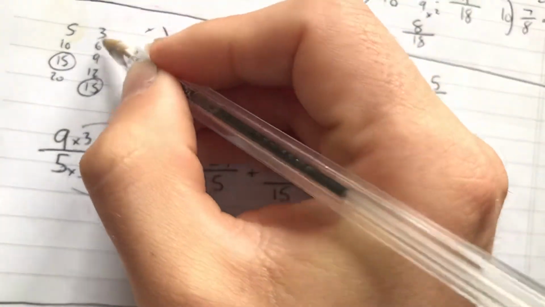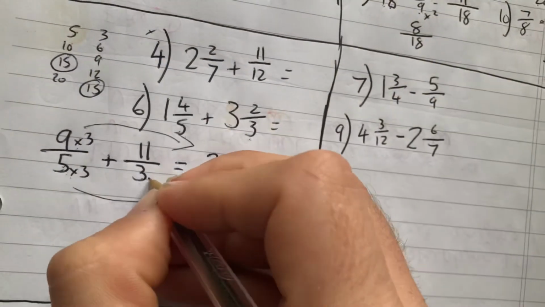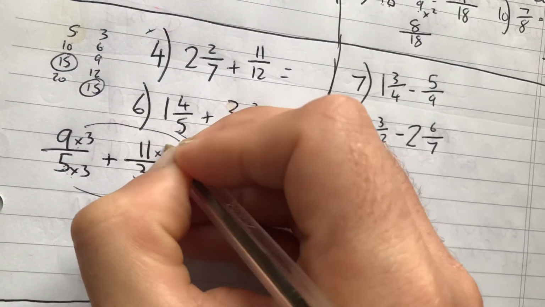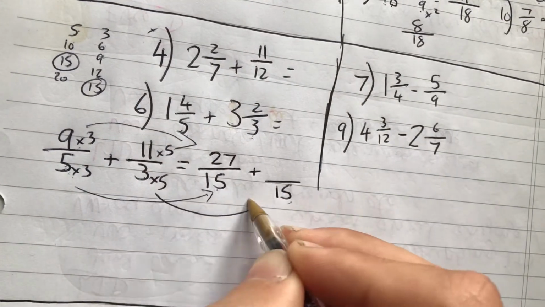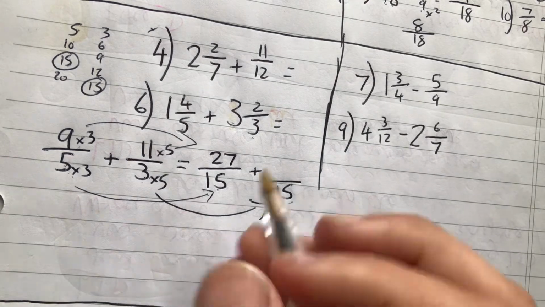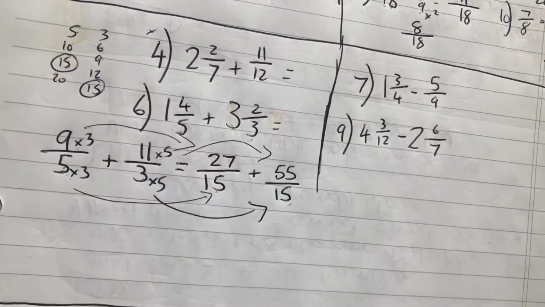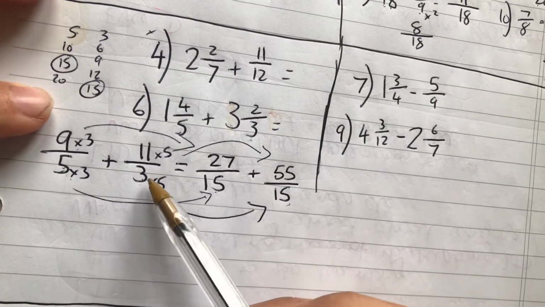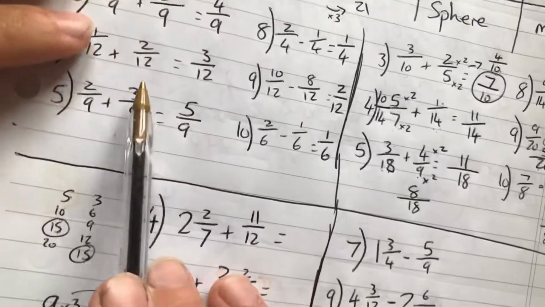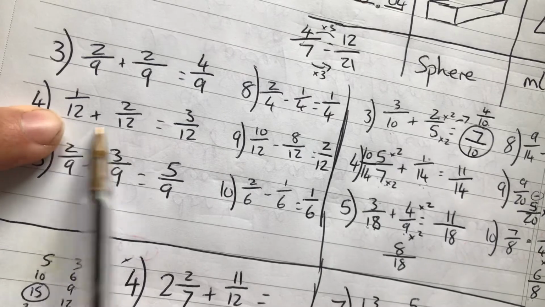This one here, how did we get the thirds to 15? Well, we've timesed by 5. So we times the top by 5. So 3 times 5 is 15, and 11 times 5 is 55. So there's just an extra step. You can still create calculations like this, but you just need to get them to the same denominator.